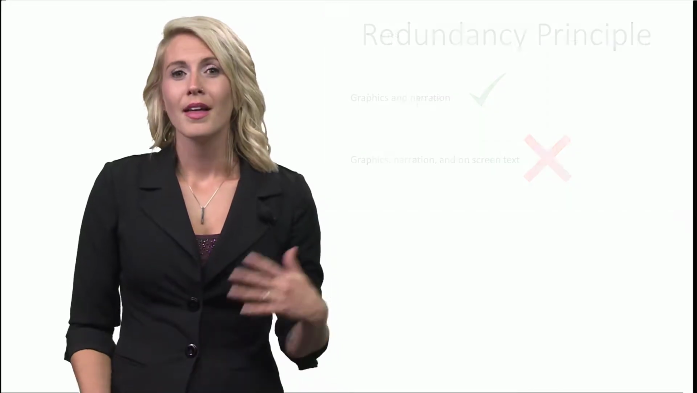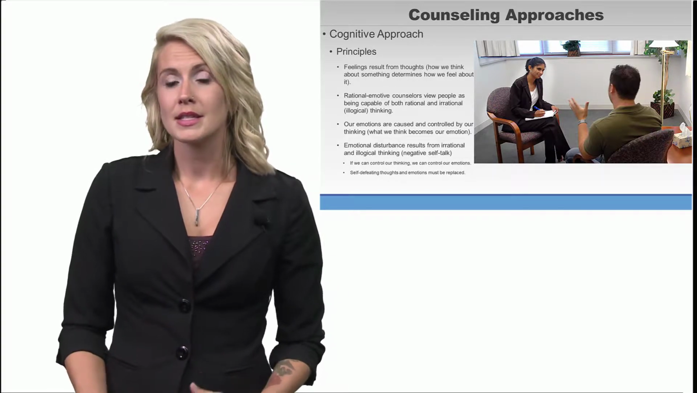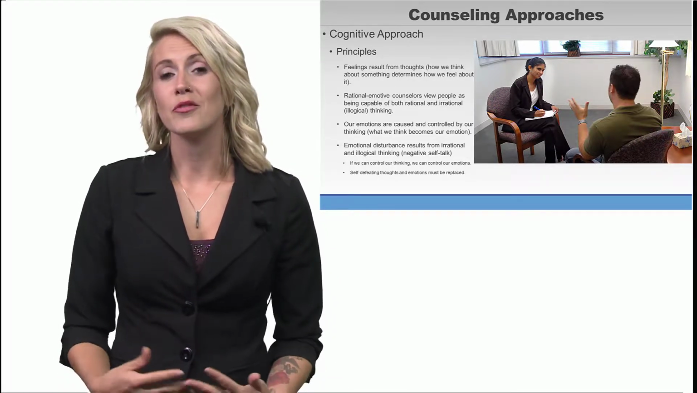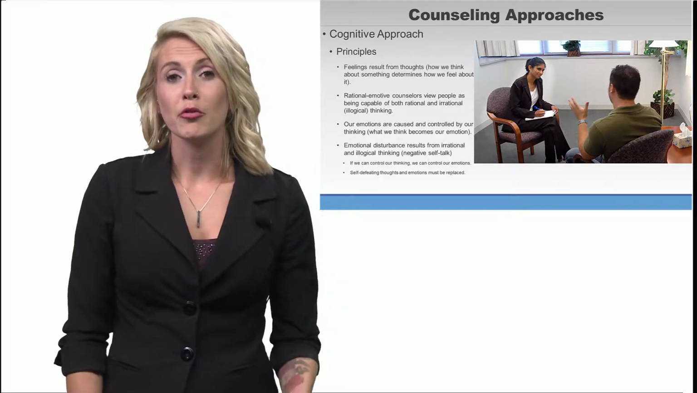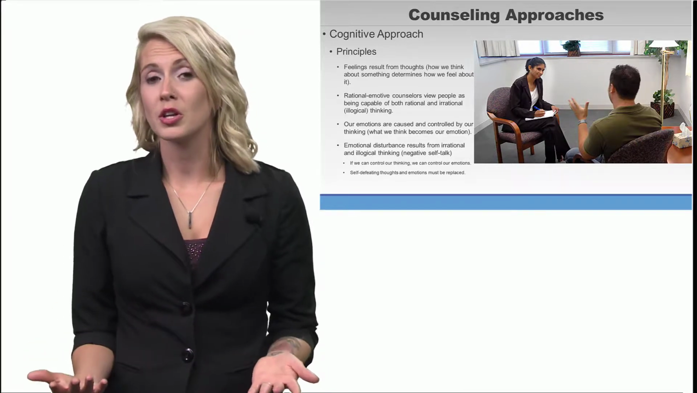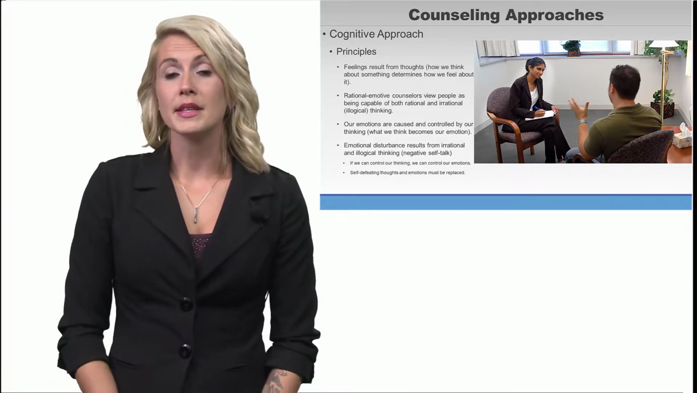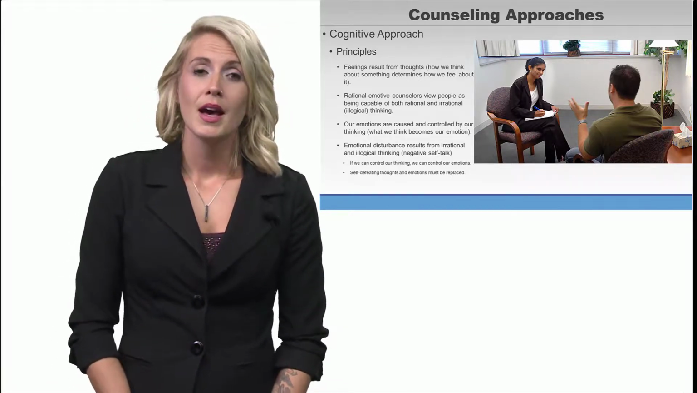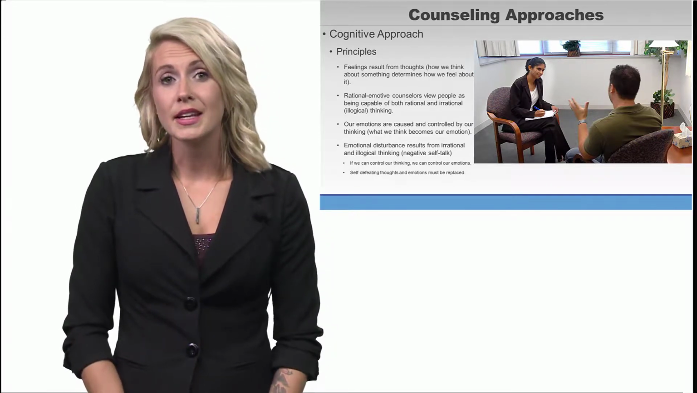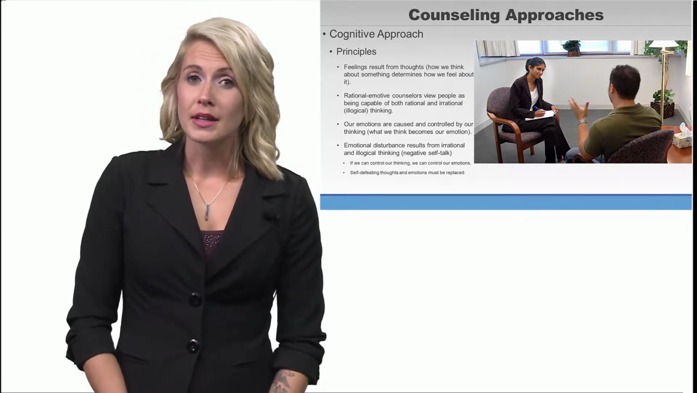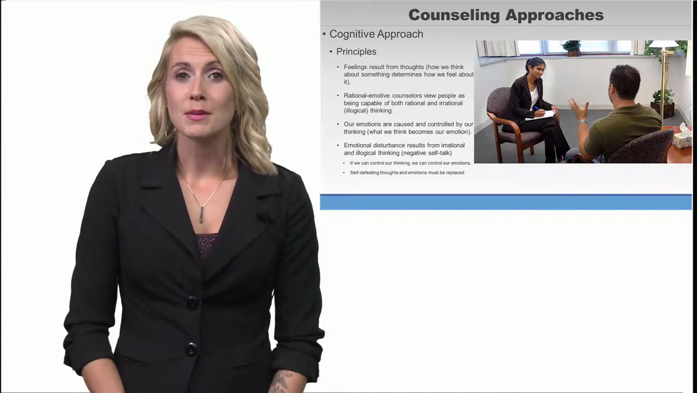approach. The cognitive counseling approach principles are feelings that result from thoughts. How we think about something determines how we feel about it. Rational emotive counselors view people as being capable of both rational and irrational or illogical thinking. Our emotions are caused and controlled by our thinking. What we think becomes our emotion. Emotional disturbance result from irrational and illogical thinking, such as negative self-talk. If we can control our thinking, we can control our emotions. Self-defeating thoughts and emotions must be replaced.